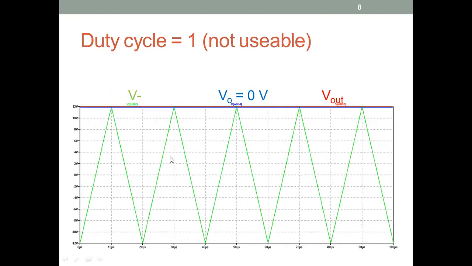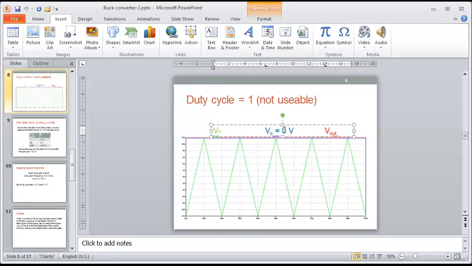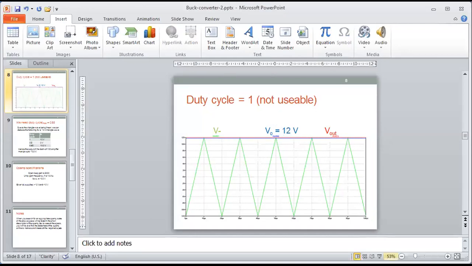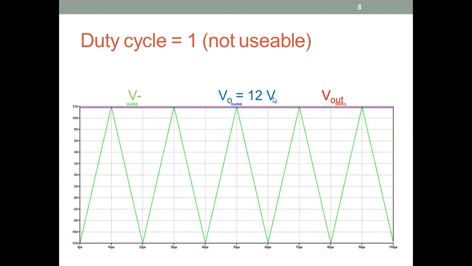The other extreme is, let us say, oh, I'm sorry, this is supposed to be VO equal to 12 volts. Maybe I'll change it. I think I can change it here. Okay, so if VO is equal to 12 volts, then of course for the entire time VO is above the triangle wave and the output stays high the whole time. So this is a duty cycle of 1. This is just one extreme case.